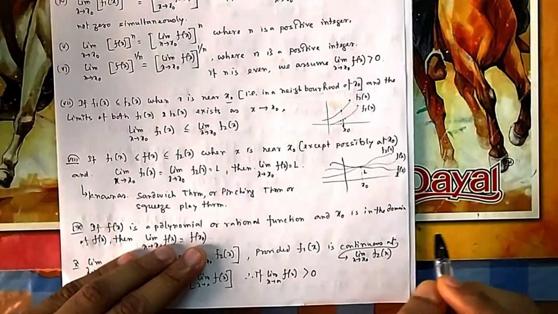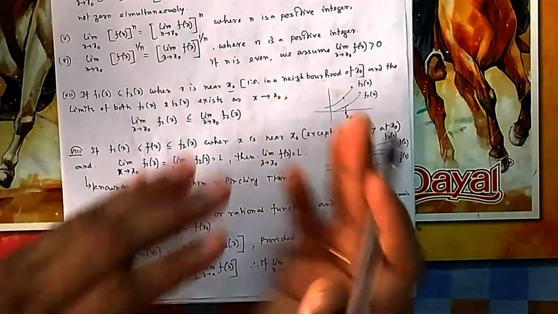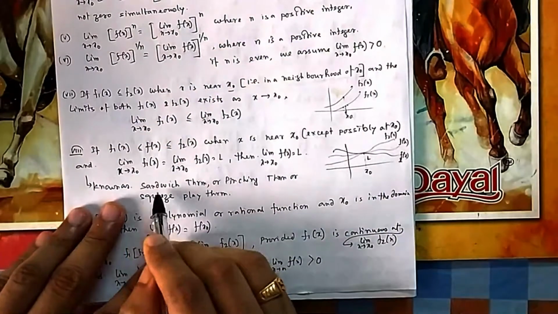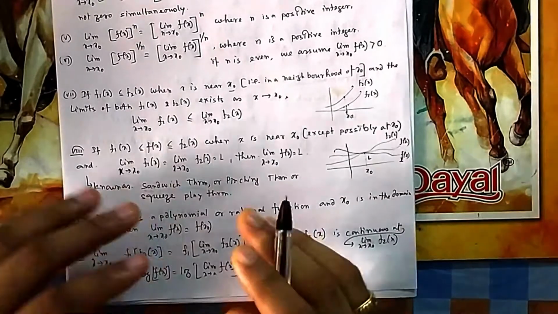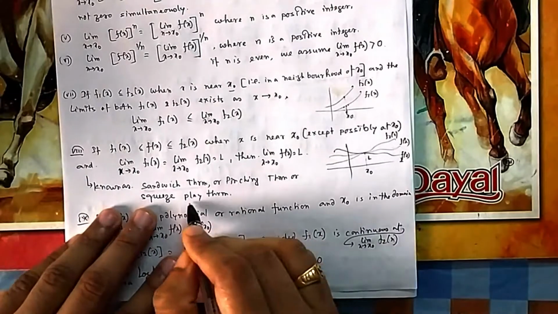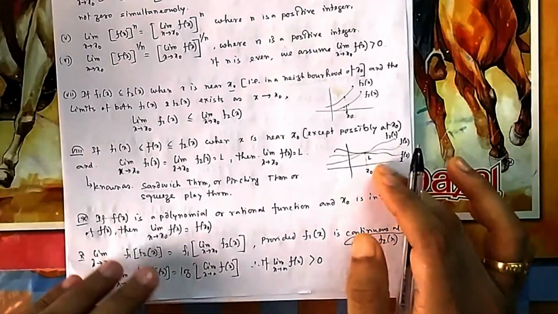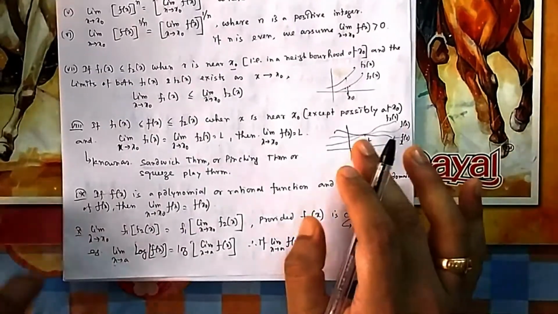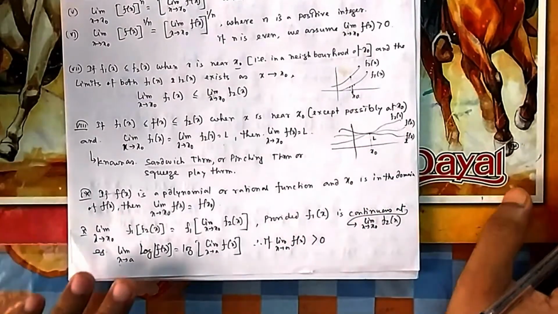You can see the heights of all 3 will be equal. So fx is sandwiched between f1 and f2. That's why it is known as the sandwich theorem or pinching theorem, because you are pinching f from the upper and lower side. Or it is also known as the squeeze play theorem. So whatever way you remember this one, it is very important and very useful.